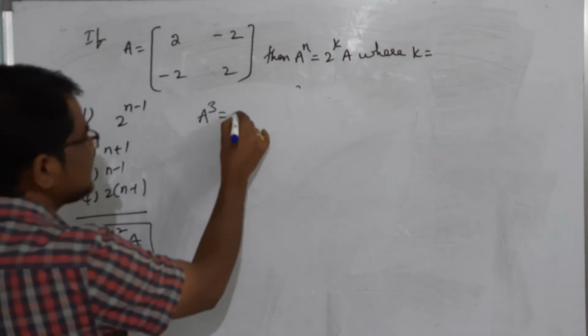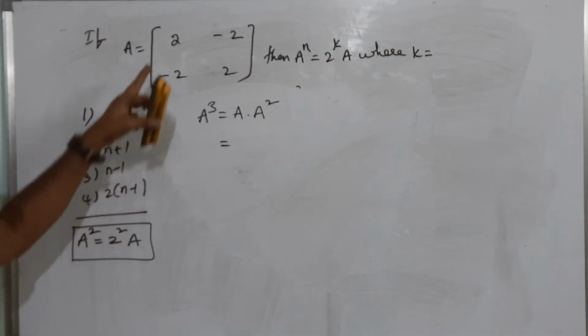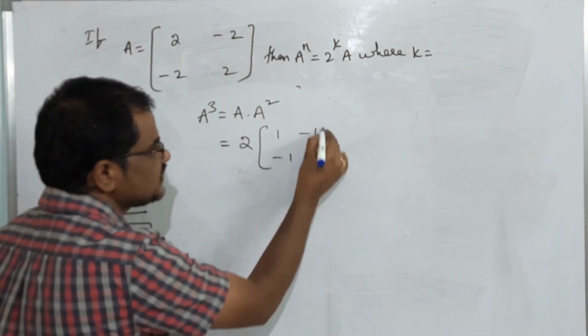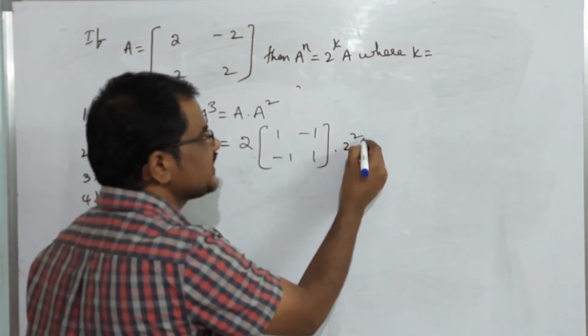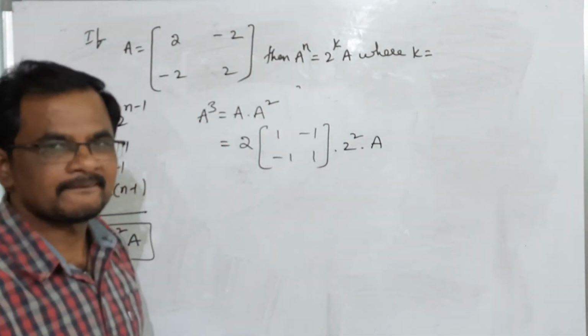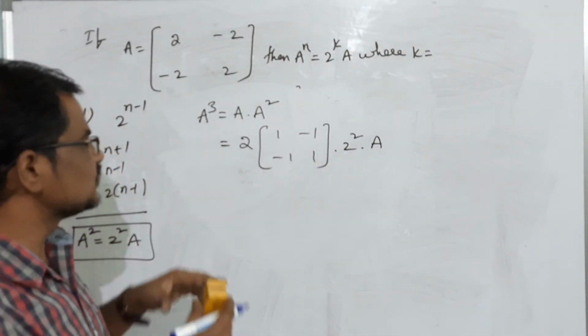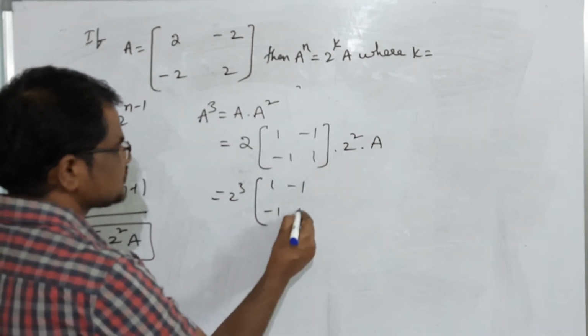a cube, nothing but a into a square, that is equal to, a is what? 2 into (1 minus 1 minus 1, 1), and a square equal to what? 2 square into a, right? 2 square into a. So 2 into 2, 2 cube. So that is (1 minus 1 minus 1, 1).